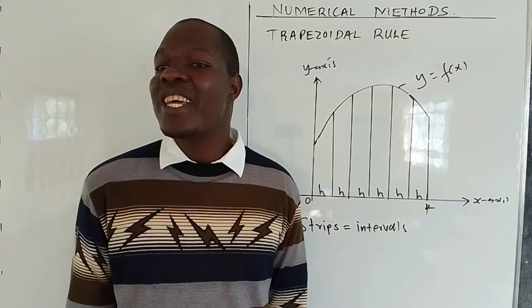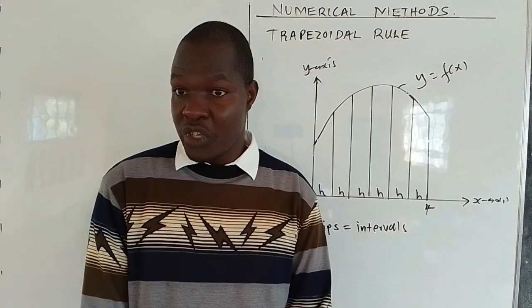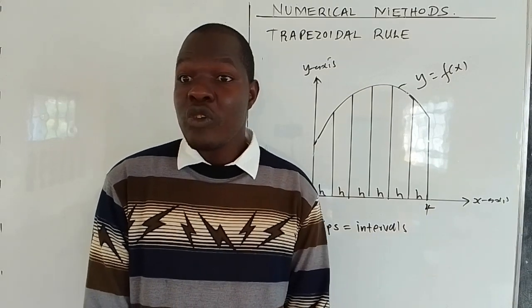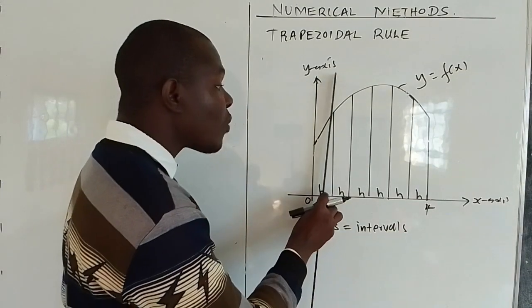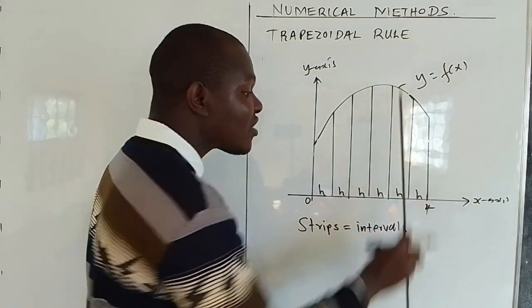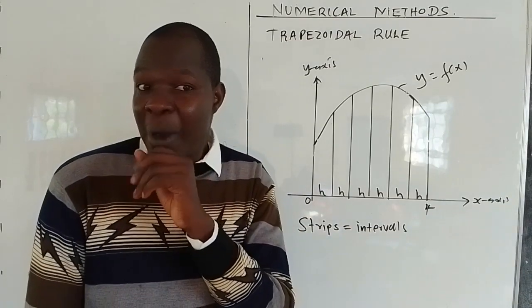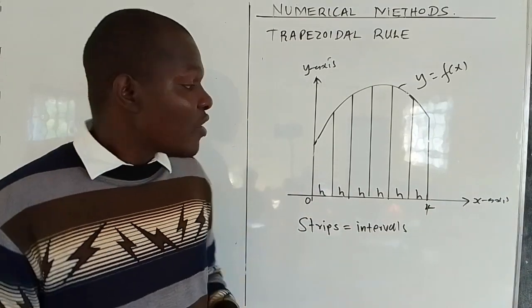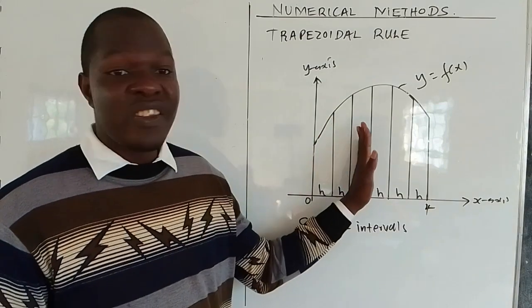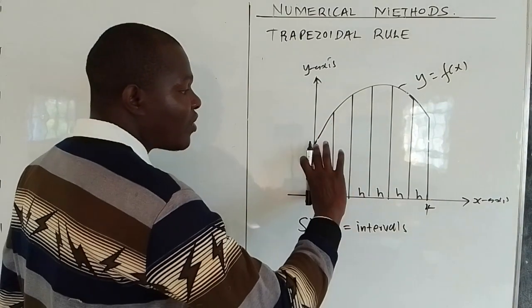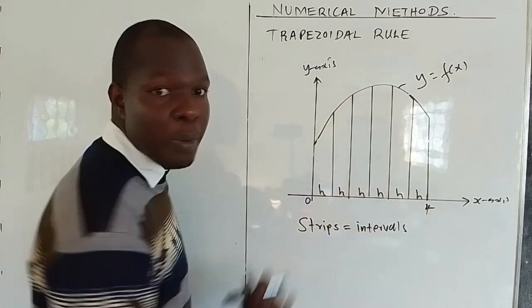Now what differs is the number of ordinates. That is what we want to see, isn't it? In the mid-ordinate rule, the ordinates were in the middle of each and every part. That's why the number of ordinates was the same as the number of strips in the mid-ordinate rule. But now in the trapezoidal rule, we are not approximating with the ordinates in the middle. We are now approximating with the ordinates at the end of each and every part.